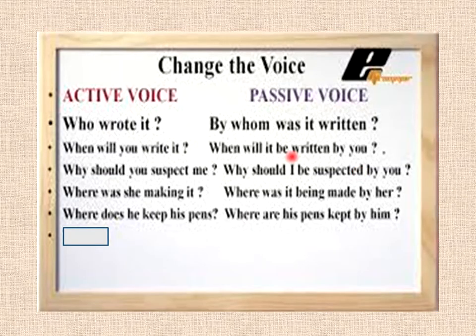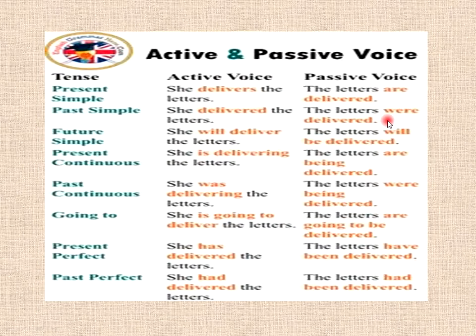If the sentence structure is in question form, like who wrote it, we have to convert it to passive by putting this formula: by whom was it written. When will you write it? When will it be written by you? So you have to convert the question sentence structure of active voice into this type of structure in passive voice, and you have to put the question in the end as well.